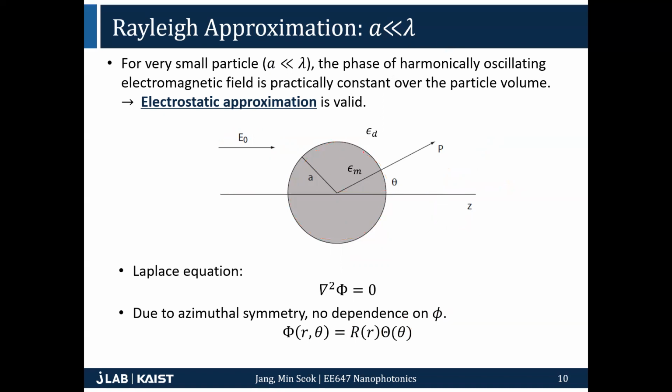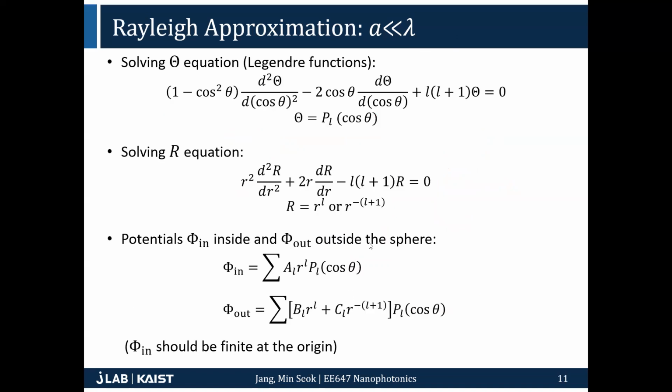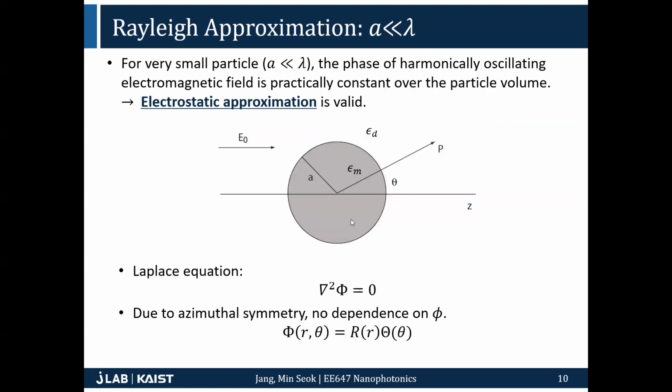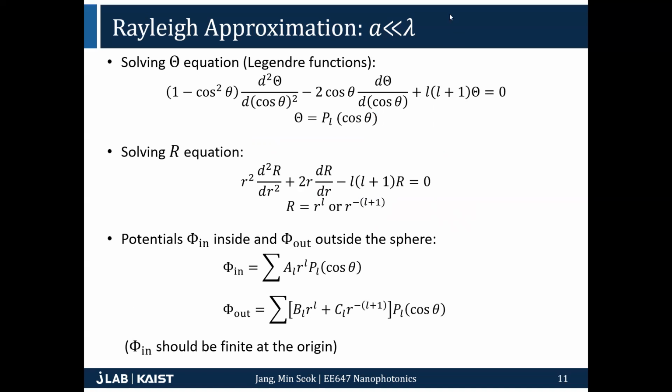So we do the same thing. We plug this into the Laplace equation. So we plug r and theta into the Laplace equation and separate the variables. Once you separate the variables, you get two equations. One is this, and the other is this. So the theta equation can be written like this.